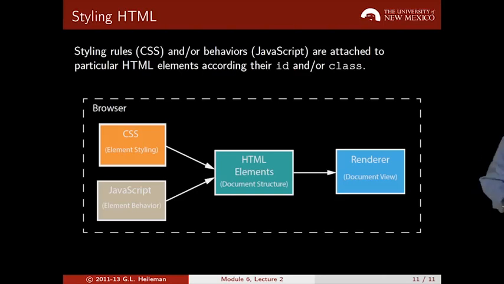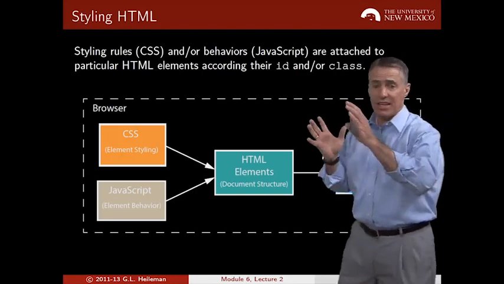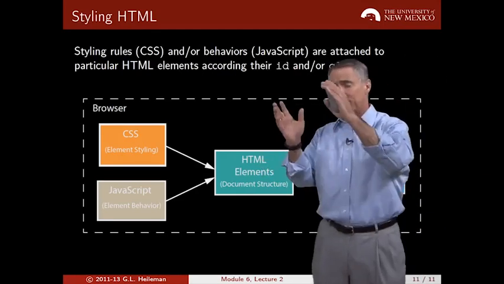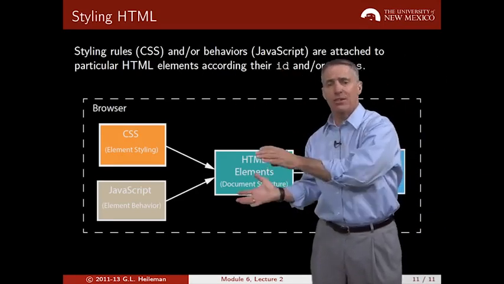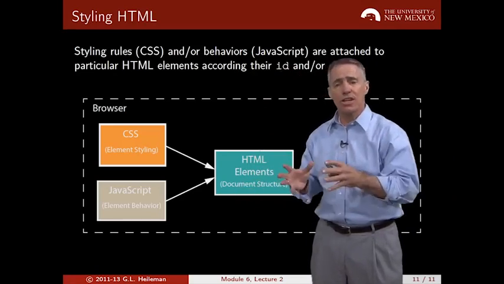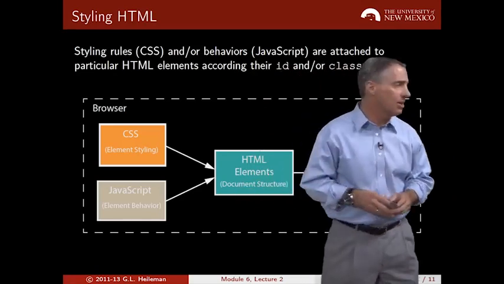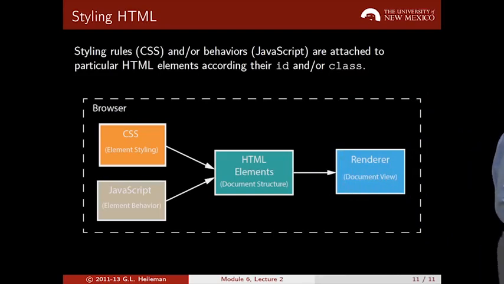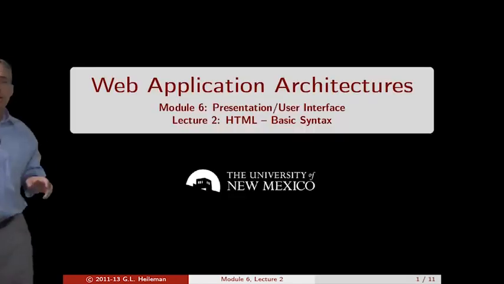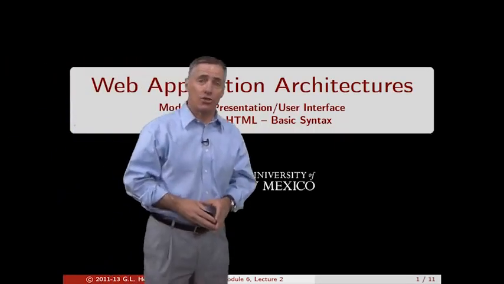So it's very important, again, to understand that we're going to specify the HTML elements, and then later on we're going to provide the styling, and then we're going to provide the behaviors. 3 different ways, 3 different locations for these things. And that's the very, very important design principle behind the presentation layers, to separate these things. So this completes the second lecture in Module 6.